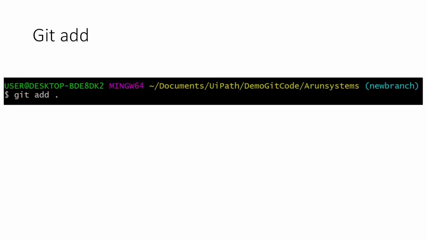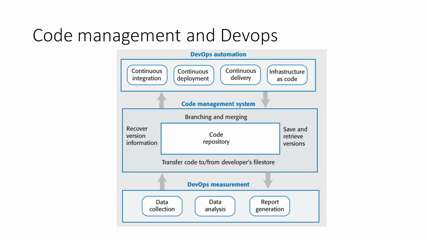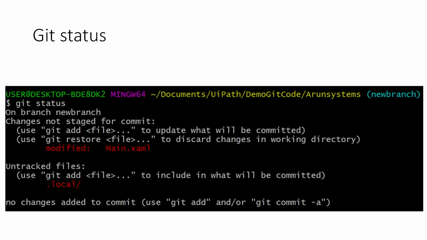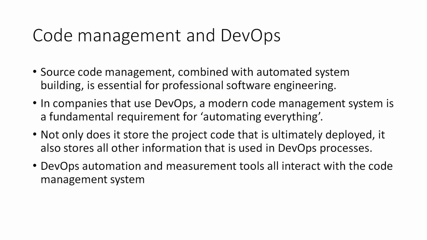Okay, fine. Now let us move on to the theoretical part, right? So code management and DevOps. Source code management combined with automated system building is essential for professional software engineering. In companies that use DevOps, a modern code management system is a fundamental requirement for automating everything. See, you are writing code and publishing or storing it in a repository. From the repository, how is it deployed?